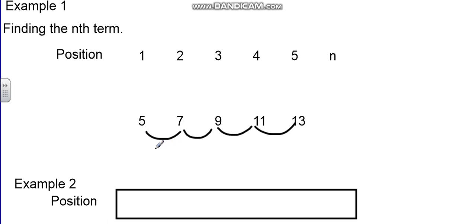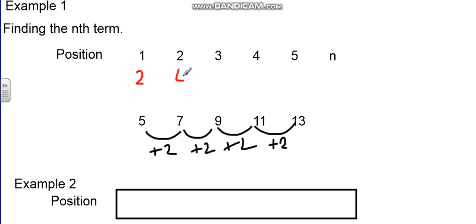So it's 5 plus 2 gets me 7, 7 plus 2 gets me to 9, 9 plus 2 gets me to 11, and 11 plus 2 gets me to 13. So the common difference is plus 2. If we look back at our table, when the common difference was plus 2, that was the 2 times table. So we're going to write out the 2 times table here.